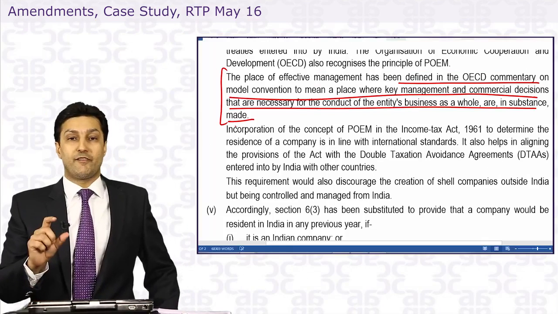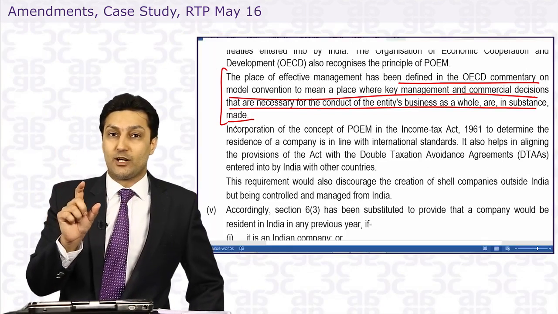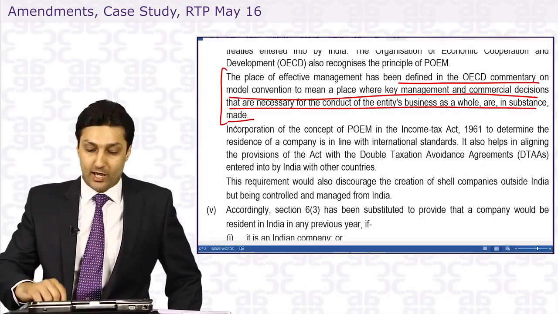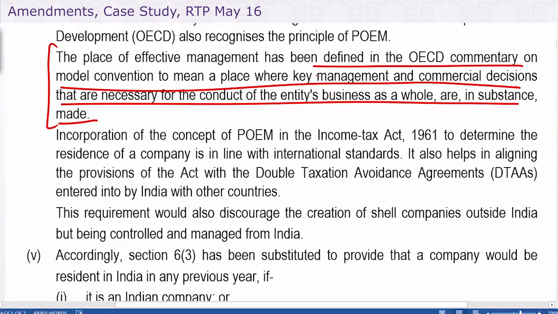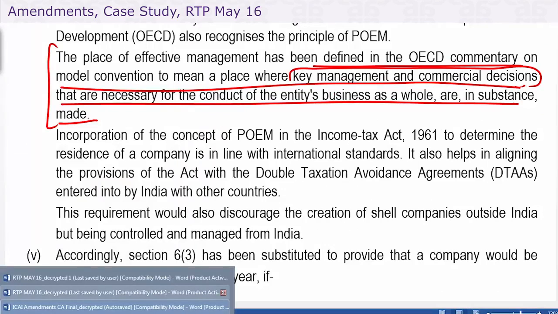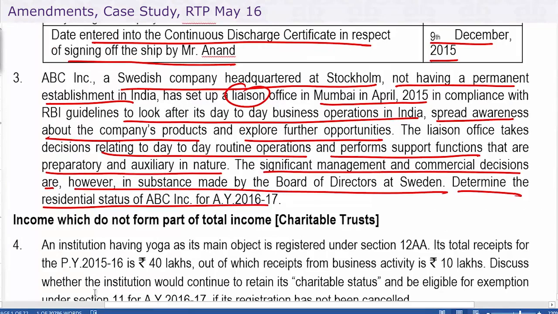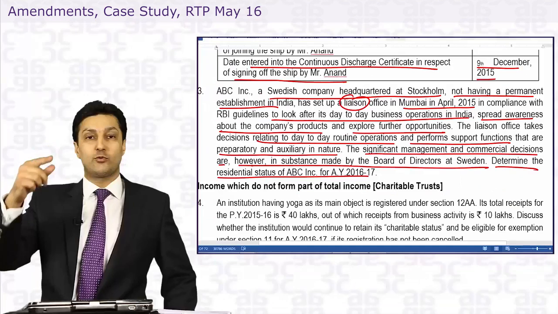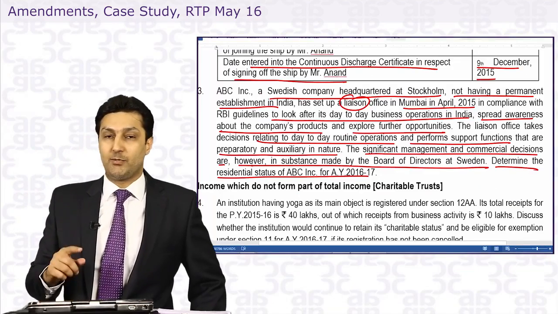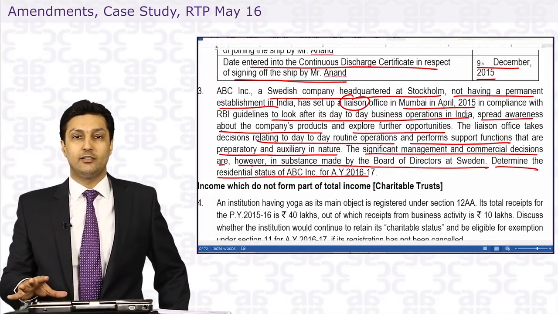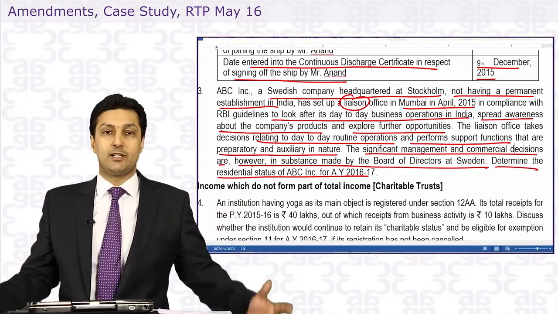So, the place of effective management is not a place where day-to-day decisions are taken, but a place where key management and commercial decisions are taken. So, you can remember those words, and the question over here gives you a hint very clearly that the significant management and commercial decisions are taken in Sweden. Therefore, we can say that the place of effective management is not in India. Therefore, the foreign company is non-resident.